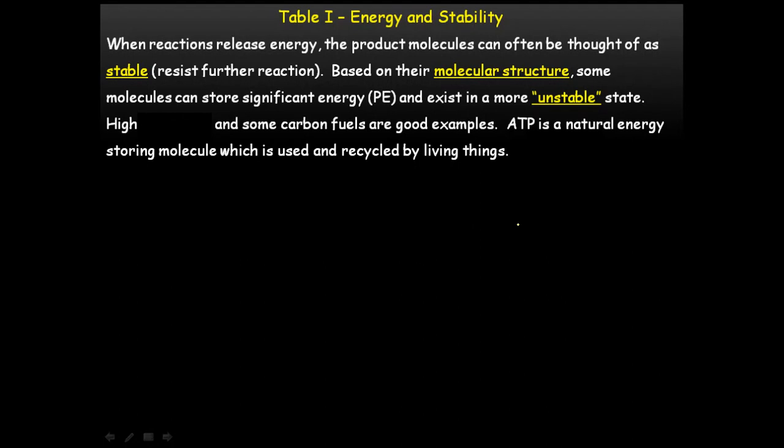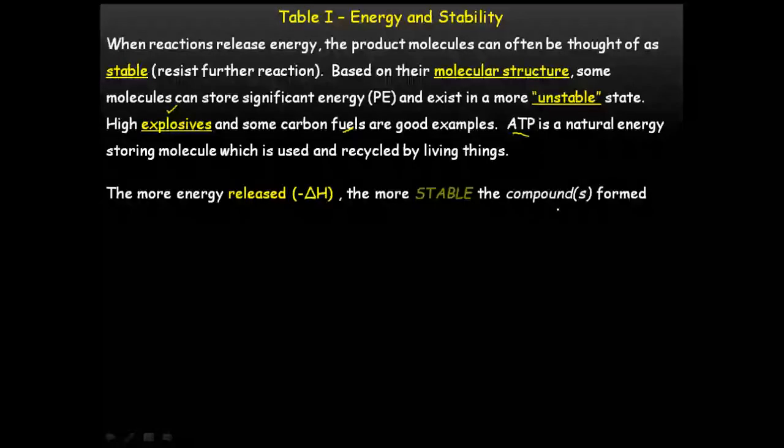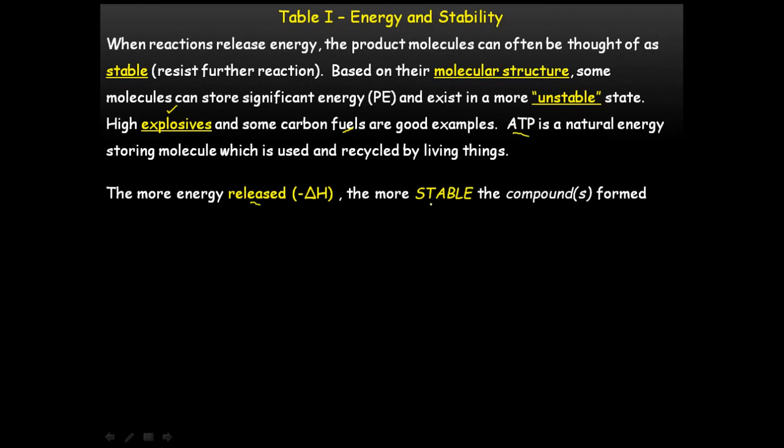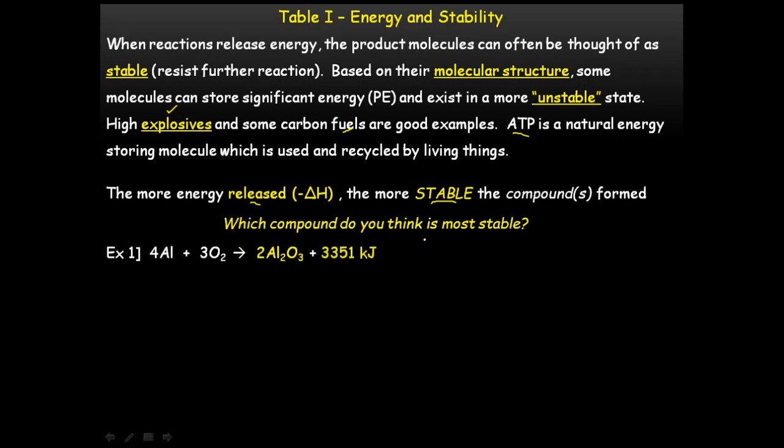Some molecules can store more energy than others and exist in a more unstable state. This also can happen. Certain explosives and some fuels are very good at storing energy in their molecular structure. For example, ATP is a good natural energy storing molecule that all living things use to store and monitor their energy. So usually the rule is this: the more that you release, the more stable the products form. Which do you think is more stable here? If I gave you this one, or if I gave you this one?